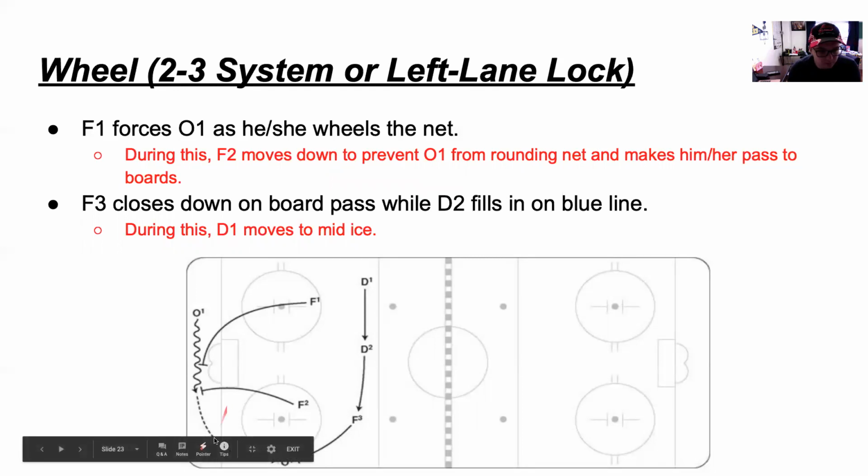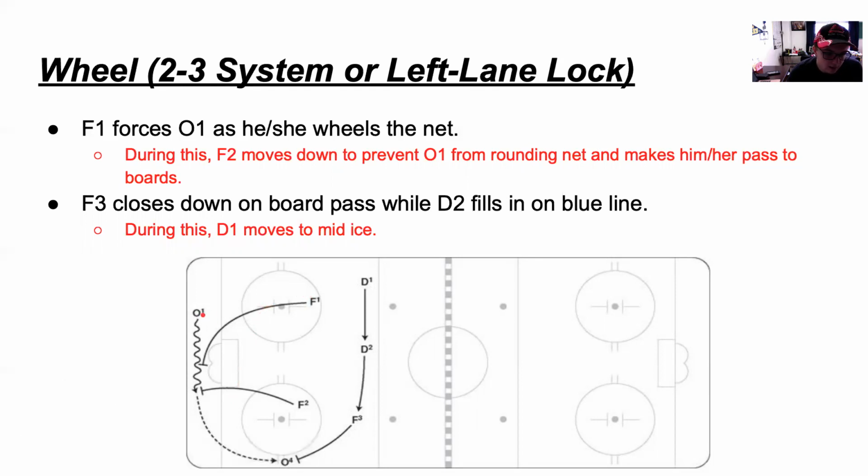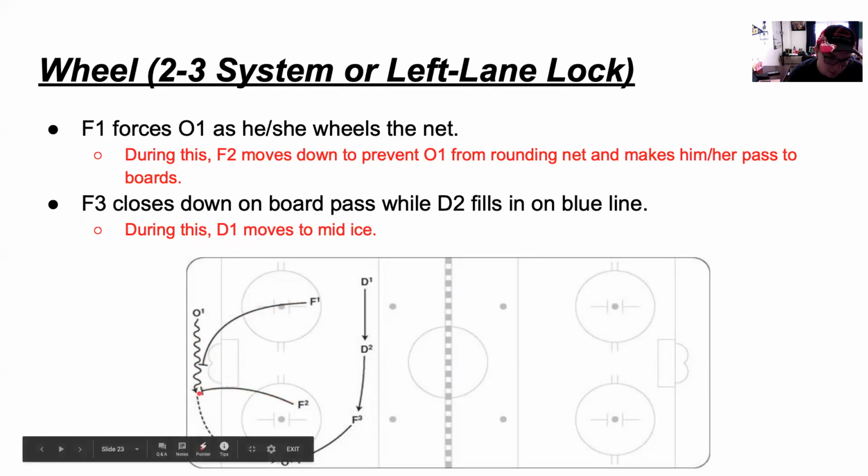Okay, so F1 is forcing O1. Once O1 comes and skates, if F1 can't catch O1, that's where F2 has to come in and block. That will force O1 to make that pass to O4.